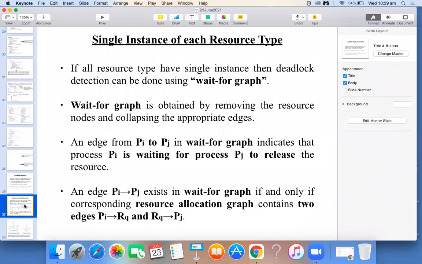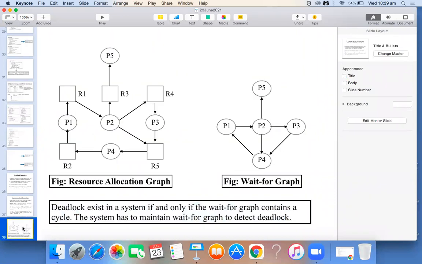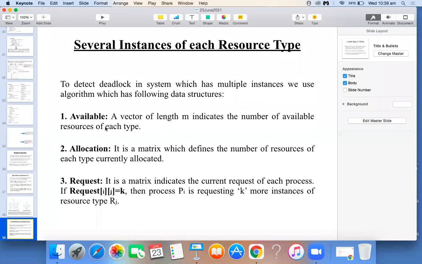Next. The second algorithm is for when you have multiple instances of resources, then how do you detect the deadlock? So that is this. When we have several instances of resources, your wait for graph is not suitable. Any graph is not suitable if we have multiple instances. Then we go for another algorithm, that is the deadlock detection algorithm. To understand that algorithm, we have to know these variables.